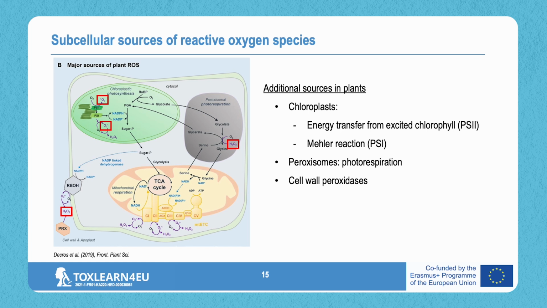In all the other places, we can see the production of reactive oxygen species through electron transfer. In the chloroplasts, it's about the Mehler reaction. In the peroxisomes, it is a result of photorespiration. And of course, plants also have a cell wall and cell wall peroxidases, which are linked to cell wall formation. There we can also have hydrogen peroxide production.